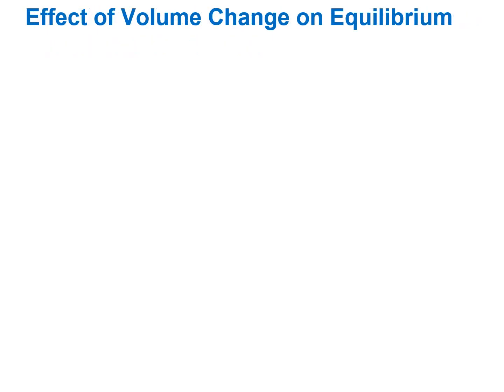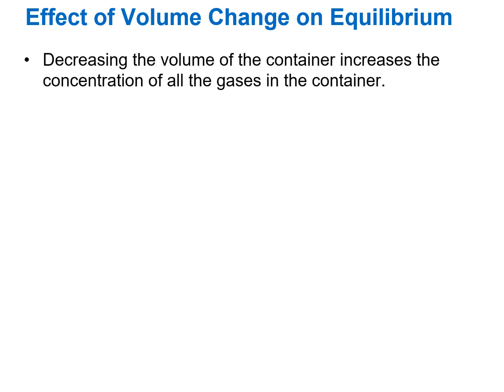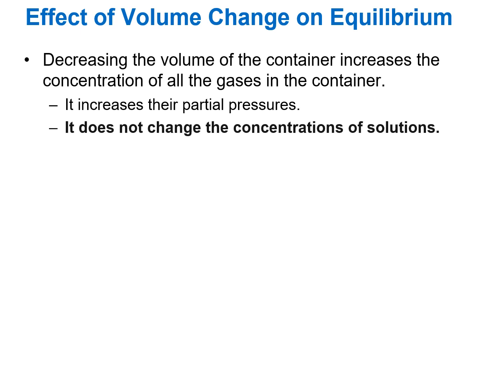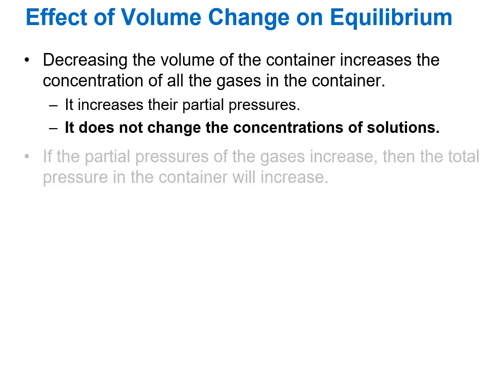So there are other variables that we could shift around in these scenarios, and one of them is volume. So what if we decrease the volume of the container? Well, decreasing the volume of the container will actually increase the concentration of the gases in the container. Because remember, gases are moles per volume. And that means it's going to increase their partial pressures. Now, that's only the effect on gases. It's not going to change concentrations of solutions that may also be in that container.